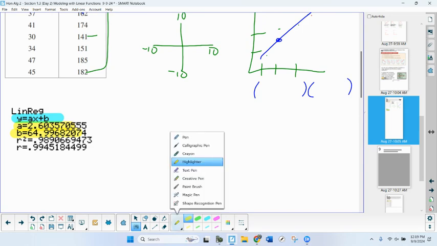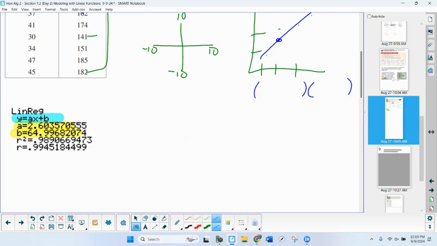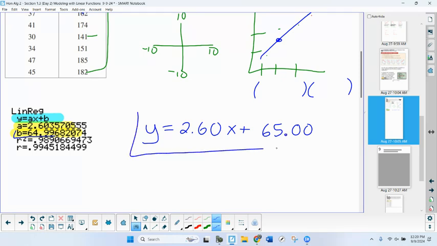So when I ask you for the equation for the line of best fit, y equals 2 point, let's go to 2 decimal places when you do this. So that'd be 2.60x plus, what would this round to at 2 decimal places? 65 point, and go ahead and put the 0.00 so it shows I rounded, it's just 65.00. And here's my equation for the line of best fit.